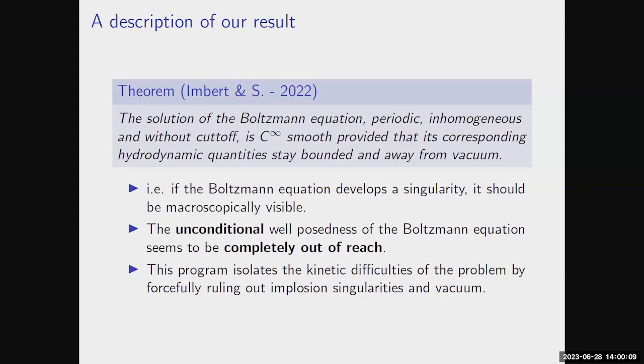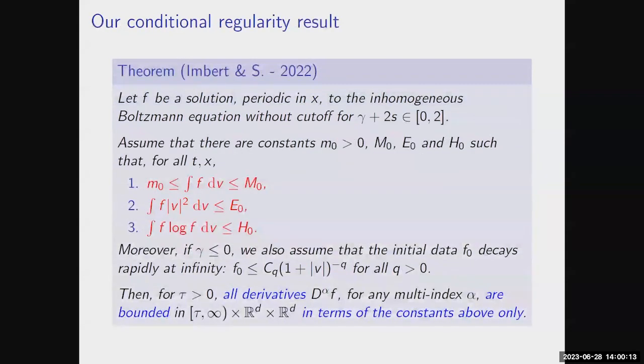So that's the vague description of the theorem. This is the more precise description of the theorem. So we have f, a solution of the Boltzmann equation. We take it periodic in x so that we don't have to deal with boundary conditions. And this is a range of parameters in which the results apply.